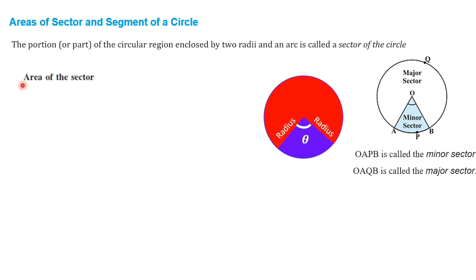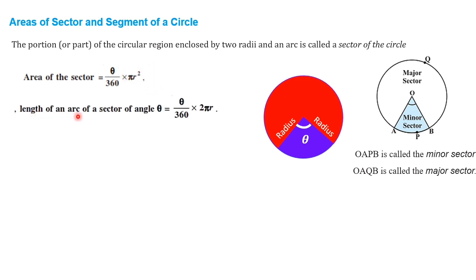Then area of the sector can be calculated by using the formula theta by 360 into pi r square. What is this theta? Theta is the angle between the two radii, that is, the angle which this arc subtends at the center. So theta by 360 into pi r square. Pi r square, you know that it is the area of circle.